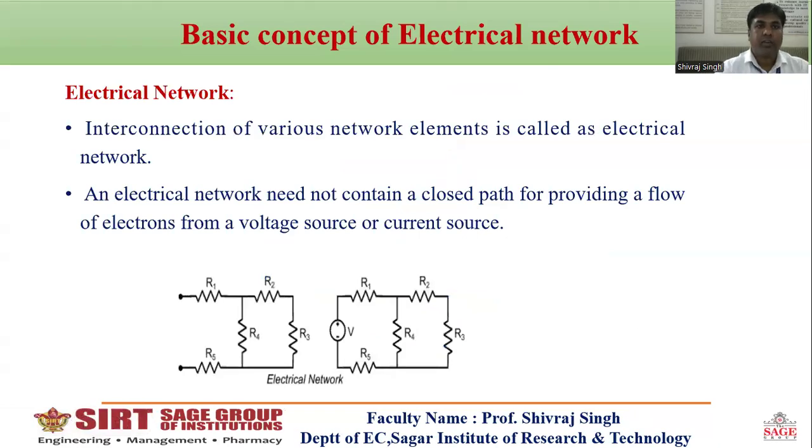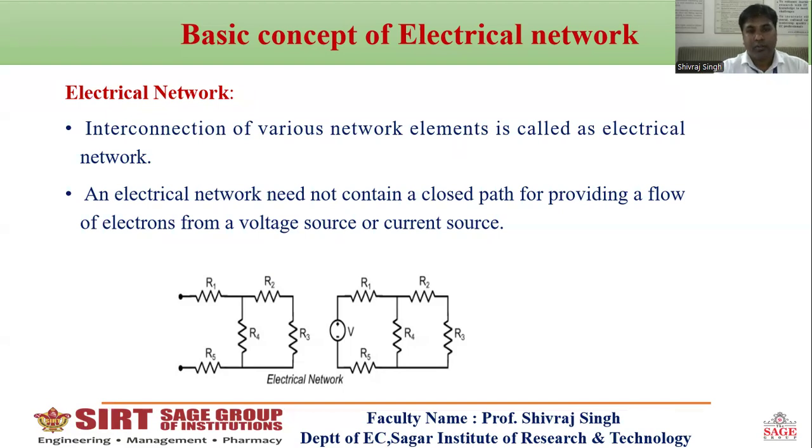Basically, an electrical network is an interconnection of various network elements. That network element is like active or passive element. Active elements are like a voltage source or current source, and passive elements are like resistor, inductor and capacitor. If we interconnect these elements, then we make or design an electrical network.